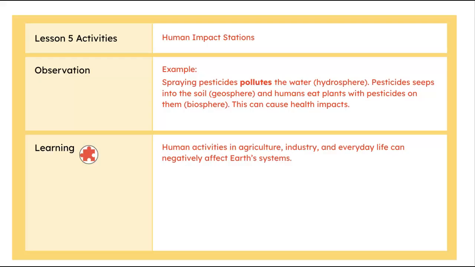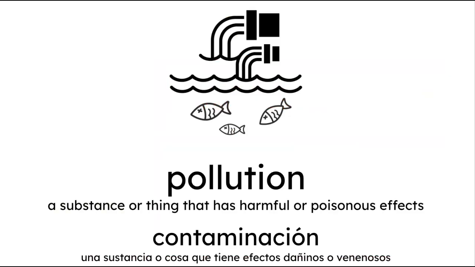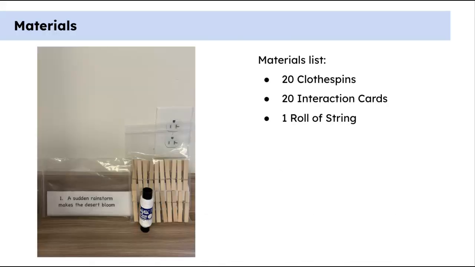By the end of the discussion, students should understand that human activities in agriculture, industry, and everyday life can negatively affect Earth's systems. You can also post and discuss the pollution vocabulary card. You'll also set up the Spheres interaction model from Lesson 2. There are teacher tutorial slides for this activity.